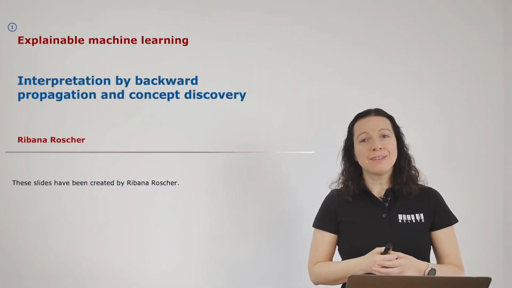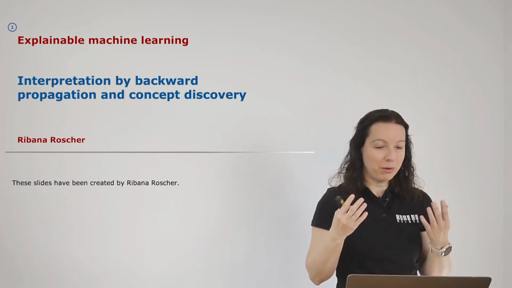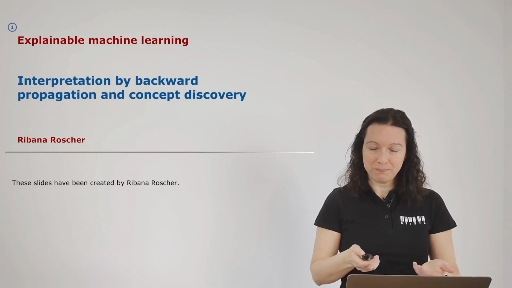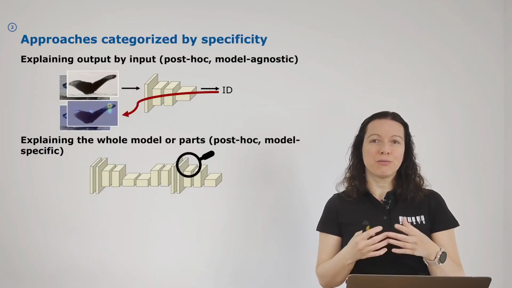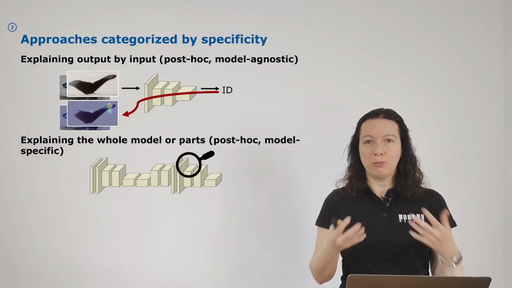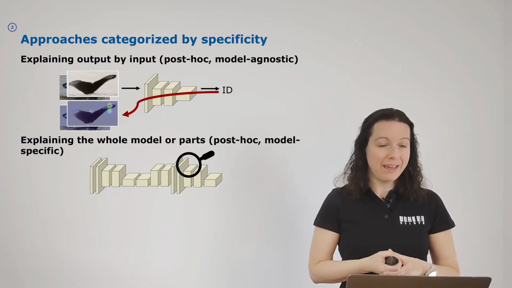Welcome to the last lecture in this course, Explainable Machine Learning, and today we will talk about interpretation by backward propagation and concept discovery. And as always, I want to first repeat the categorization, and I want to tell you which kind of algorithms we are looking into today.